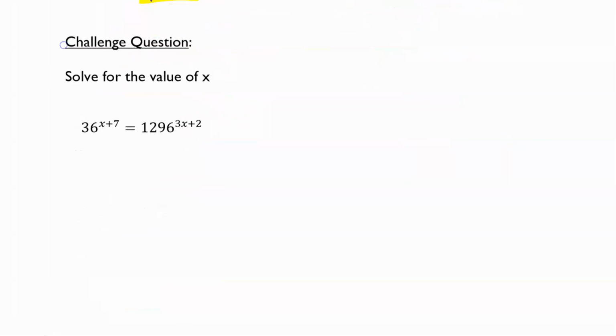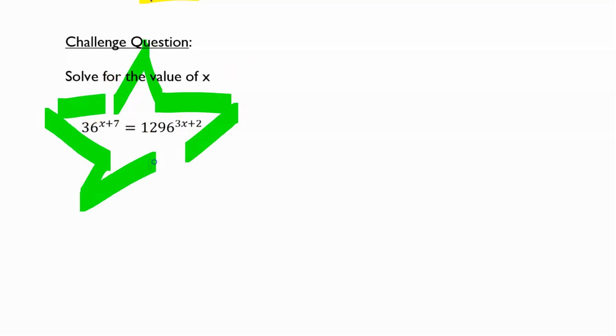Now, let's get to this. It says, here's a challenge question. I would like you to see if you can solve it. Okay, so here is the question. Let's see if you guys can earn the star. 36 to the exponent x plus 7 is equal to 1,296 to the exponent 3x plus 2.